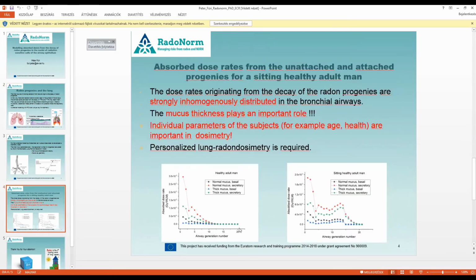And in my calculations, there are maximally 21 bronchial airways, so I can provide 21 doses. And we have two kinds of progenies: the unattached progenies and the attached progenies. And as you can see, the dose distribution is a bit different for them. And the main goal of my work is to show how the parameters of the subjects, so of the individuals, influence the doses. For example, patients of different age or different health group or even different gender can have a different lung, so a different amount of radionuclides will deposit there, and the doses will also be different. So according to my first preliminary results, personalized radon lung dosimetry is required to determine the exact biological effect.